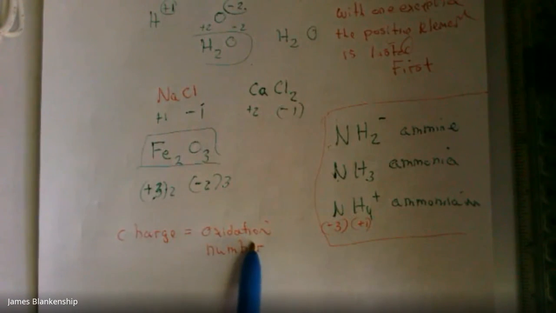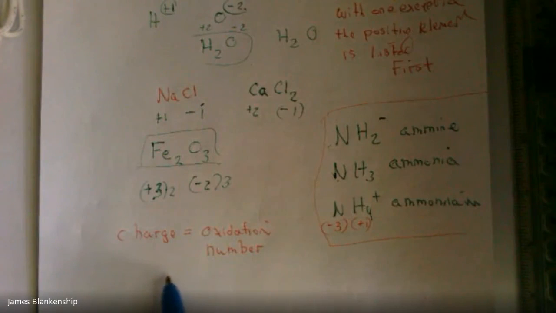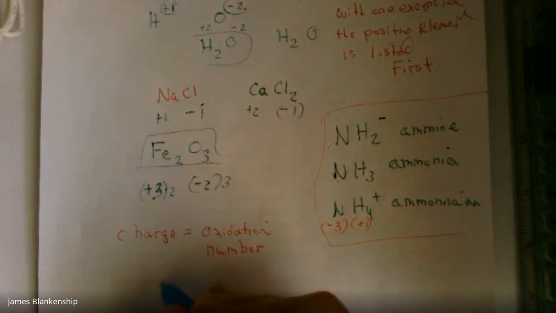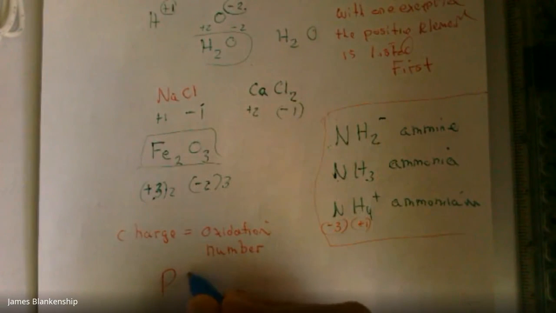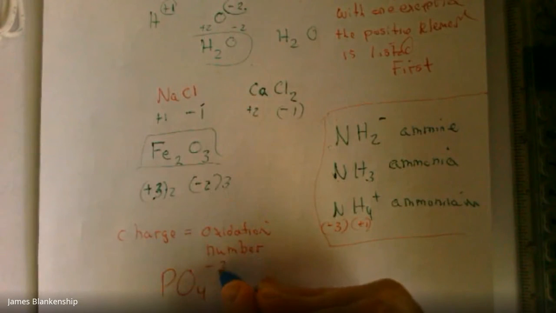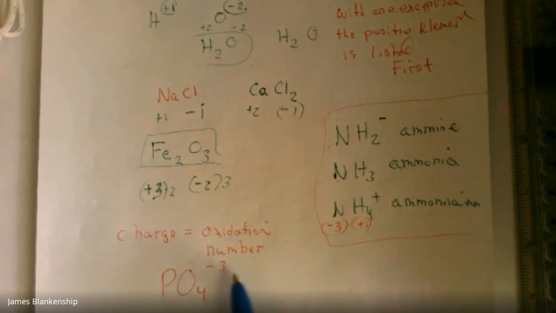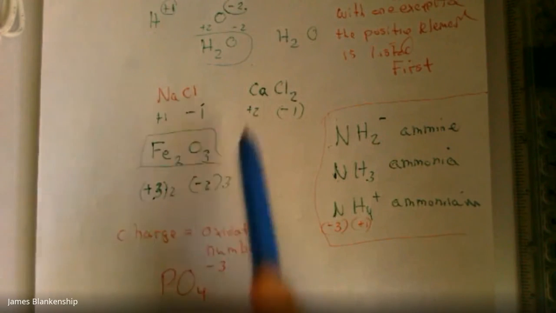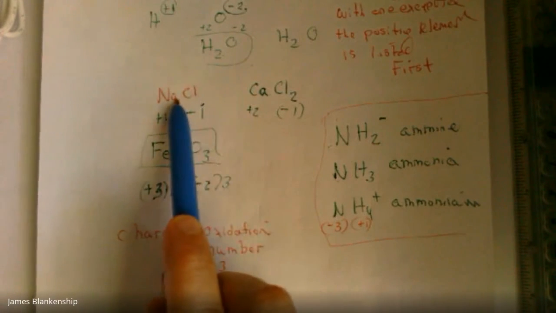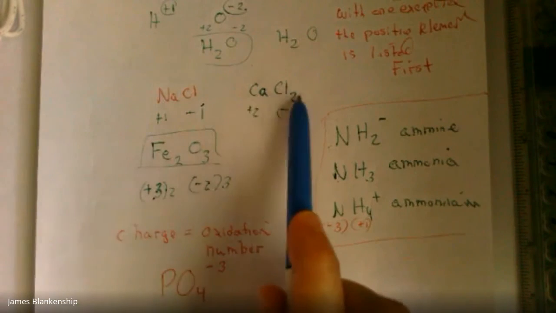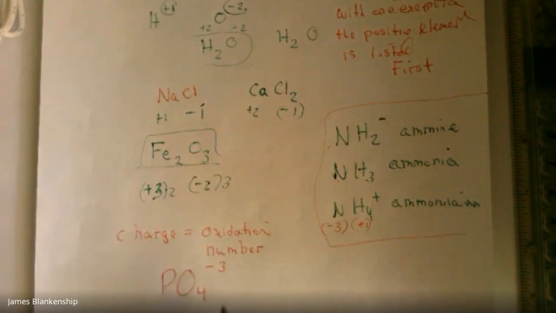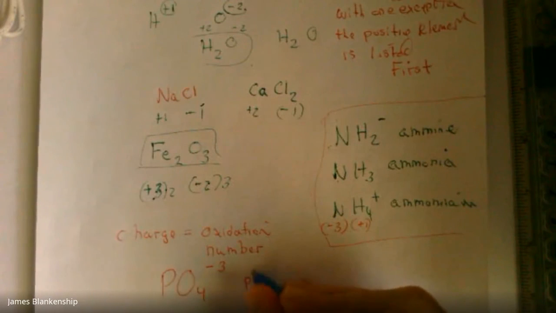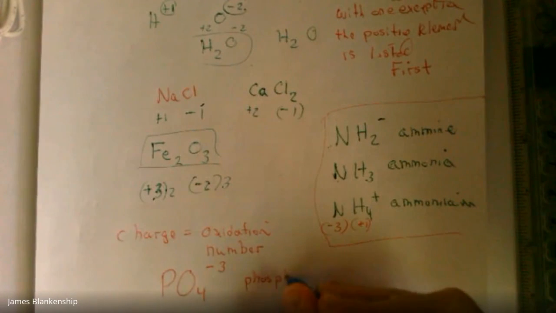Charge and oxidation number is the same. In about a week, if not sooner, you guys are going to start to see a series of polyatomic ions. Here's one of my favorites. It's PO4 -3. This means that this entire compound is linked together, and unlike a normal compound like water or salt or calcium chloride, it has a charge to it. This is called phosphate.